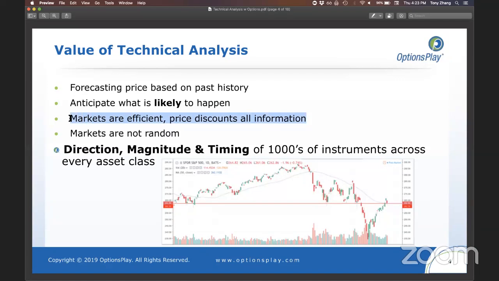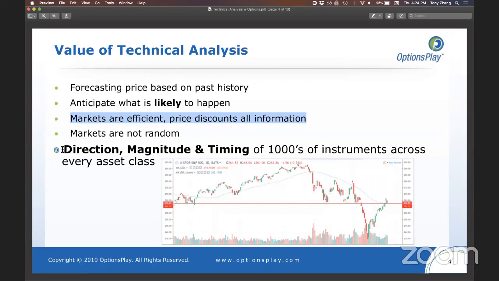And technical analysts believe that markets are efficient, meaning price discounts all information. If you've noticed that whenever there's a news announcement that comes out, price changes instantaneously, meaning there's no time to process that news and trade on it. Things happen immediately. So we believe that price already reflects all the information that's out there. Markets are not random. So by using technical analysis, we're able to get 3 very, very important things for trading.